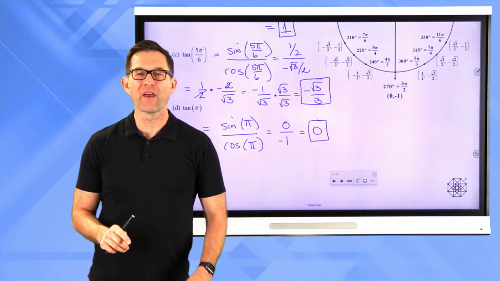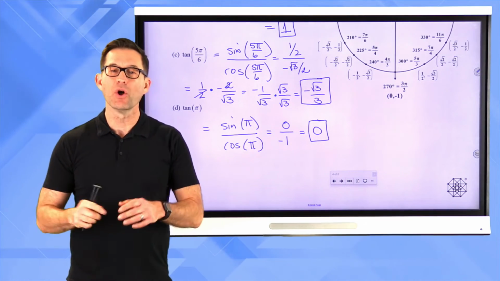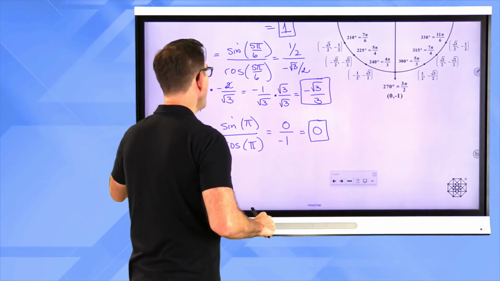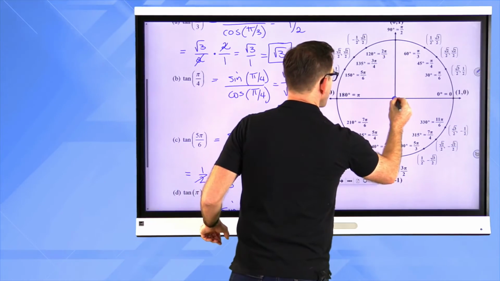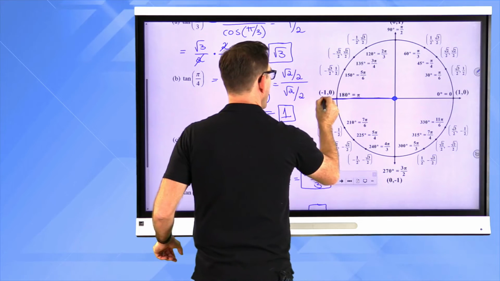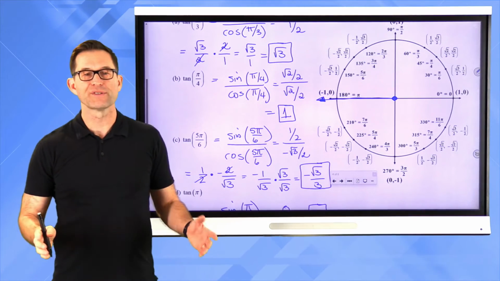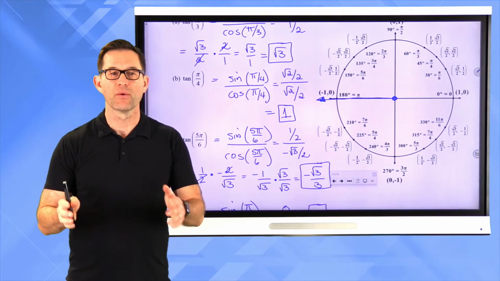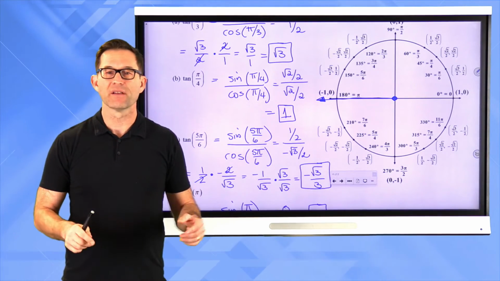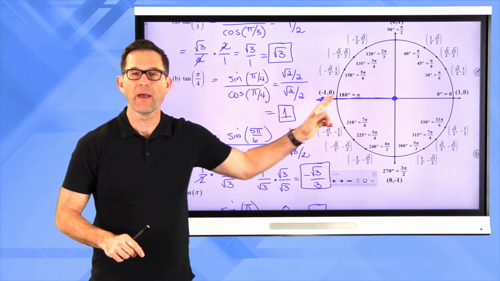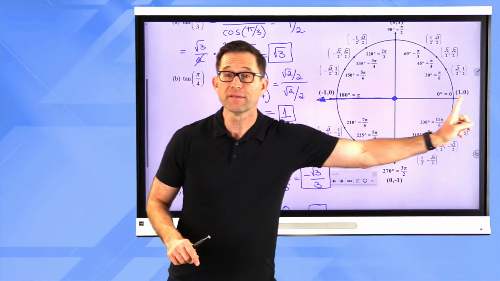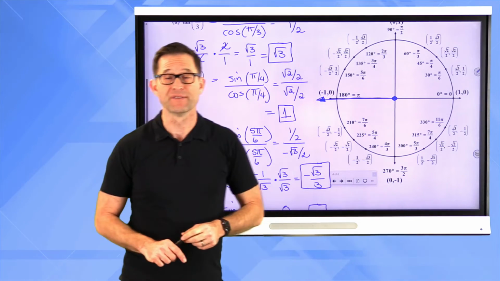Now again, remember that whole idea that tangent is the slope of the terminal ray? Well, if I drew this particular ray, that's a horizontal ray. A horizontal line has a slope equal to 0. So it makes a lot of sense that the tangent of pi will be 0, as likewise the tangent of 0 will be 0. Right?